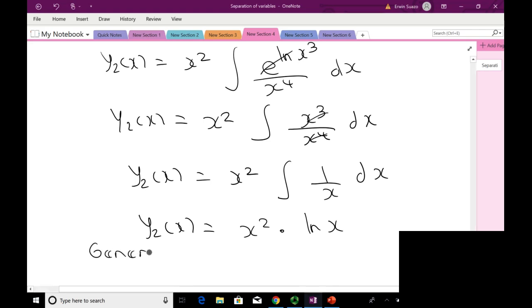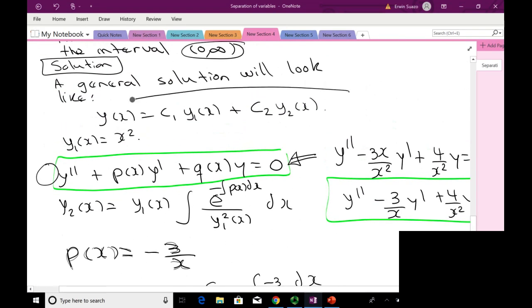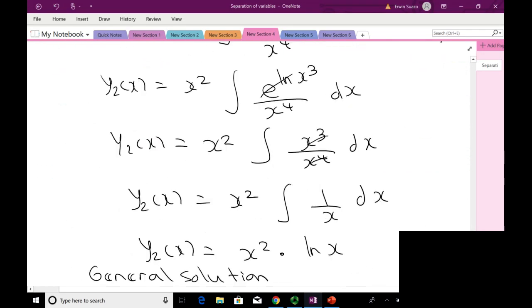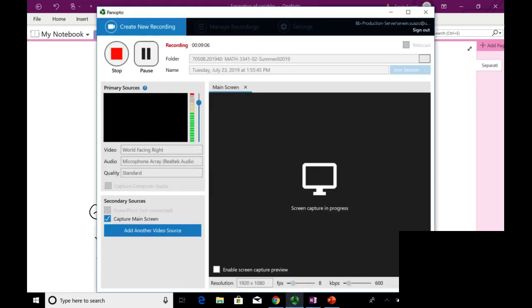So my general solution, as I said here on the top, is c1 y1 of x plus c2 y2 of x. So y of x equals c1 times x squared plus c2 times x squared ln of x. And that's my general solution. And then we'll start building from there. So that's how you solve that equation.